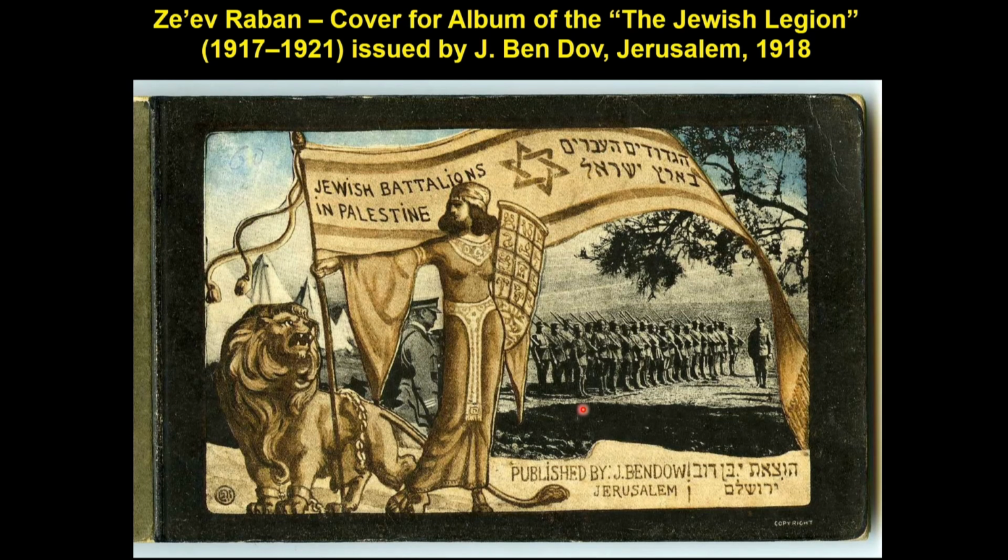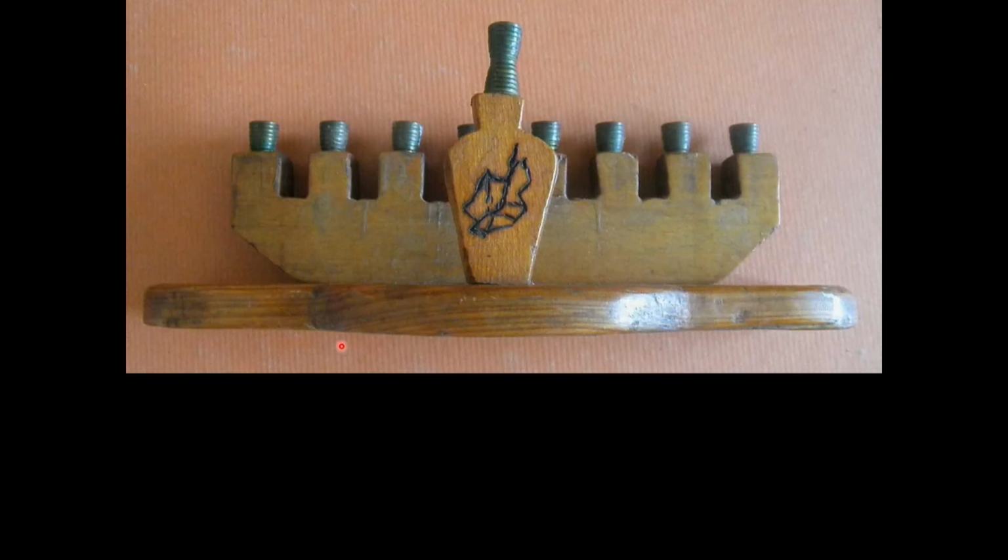And here in Eretz Israel, Ze'ev Raban is creating this beautiful image of the daughter of Zion leading now the Jewish troops, the Gdudim Ivrim, or the Jewish Legion that was founded at the time. And she is carrying a shield with the 12 tribes of Israel. Behind her is the Lion of Judah that is breaking the chains of the diaspora, and she's carrying a flag to march with them to the liberation of the Holy Land.